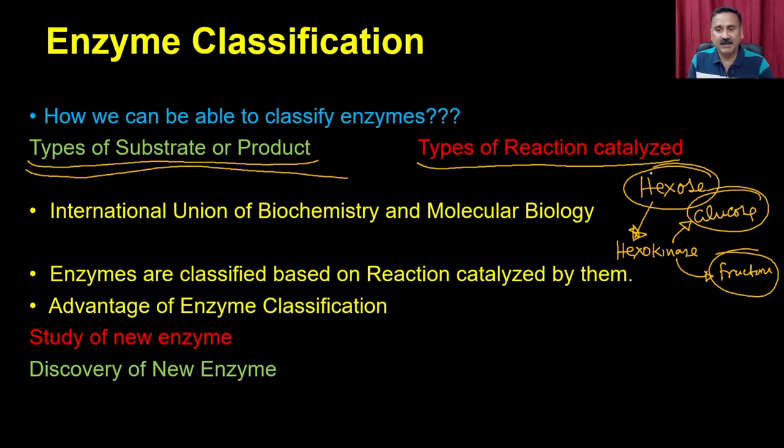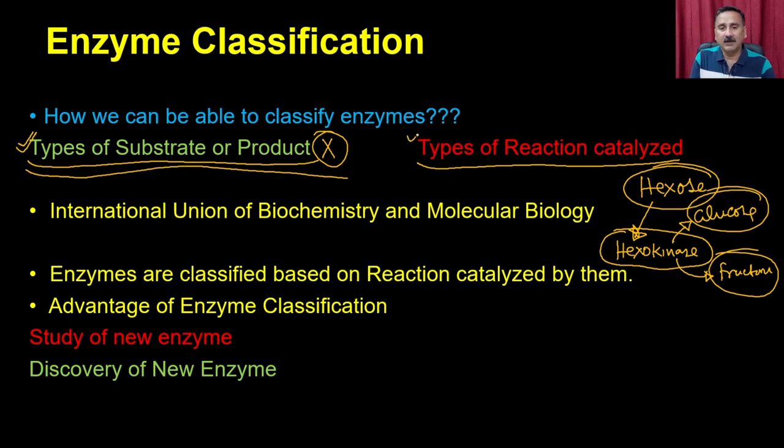Let's take the example of hexokinase, which accepts different types of six-membered sugars, right? Whether it is glucose, fructose, mannose, or any other sugar, hexokinase is going to accept these sugars and catalyze the reaction. So that's why the idea of classifying the enzyme based on the substrate or the product was turned down. And then people started asking whether enzymes can be classified based on the reaction they catalyze, right?